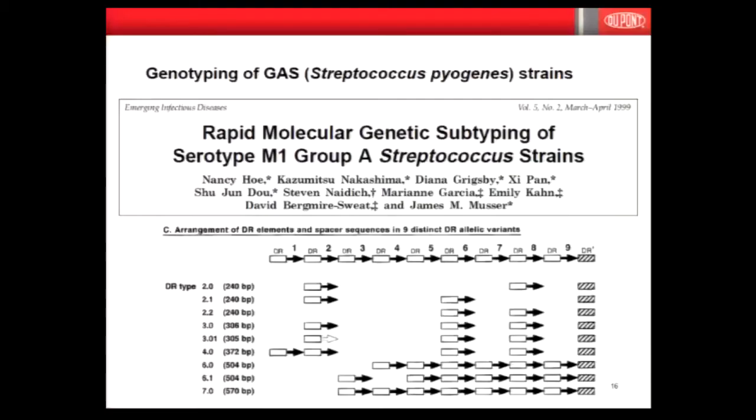Another example of an early medical use of CRISPR was the genotyping of Streptococcus pyogenes. It was done by PCR and sequencing, and the diversity of spacers was exploited to identify strains within this species.